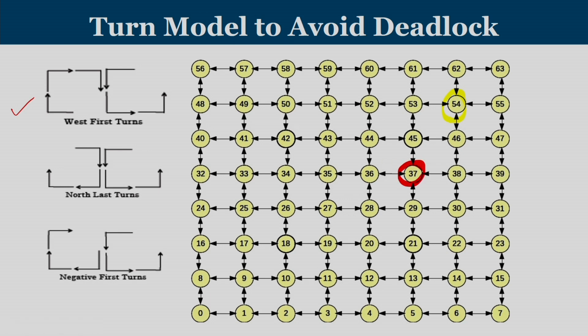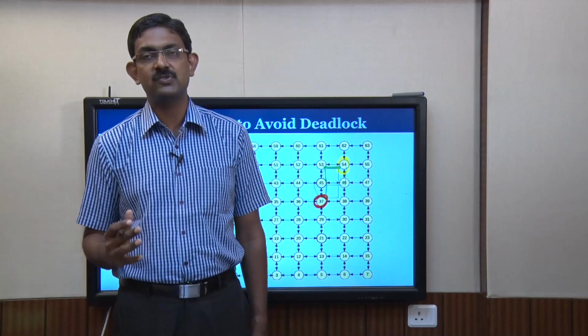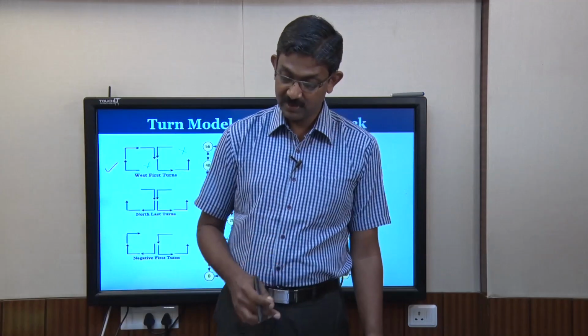So, for a packet from 37 moving to 54, since there is no westward movement, now you can take any path. So, in this case, we can take a path like this, 45, 53 and then I can reach 54, or it can be 37, 38, 46, 54 or it can be 37, 45, 46, 54. So, all these are allowed. In all these cases, we make sure that the two prohibited turns in west first turn are not taken. So, whenever the destination is on the east side of the source, west first turn gives a lot of flexibility.